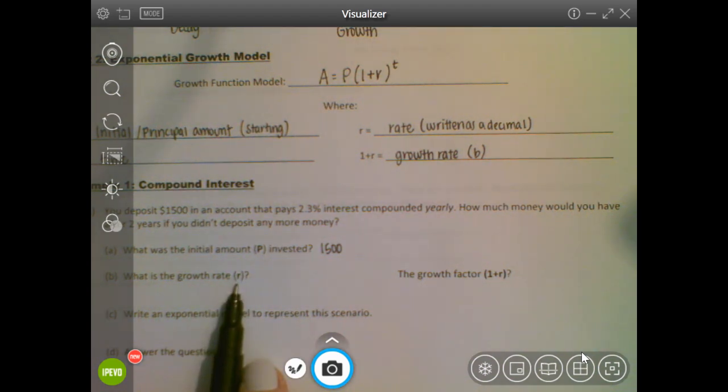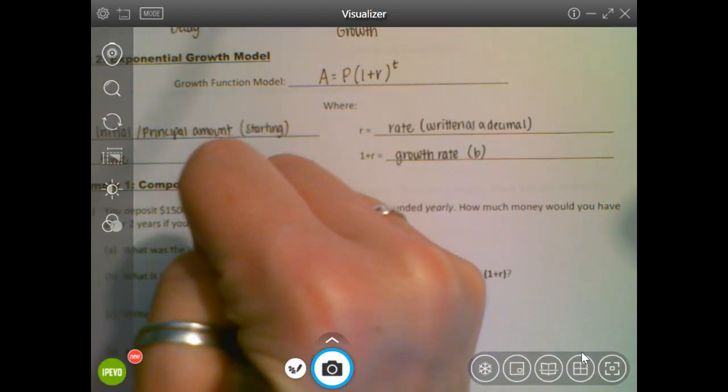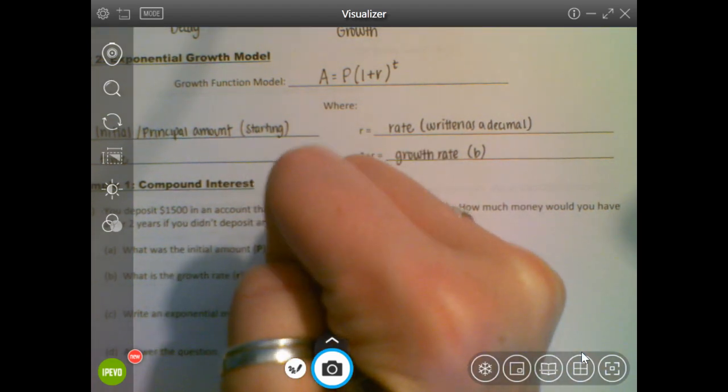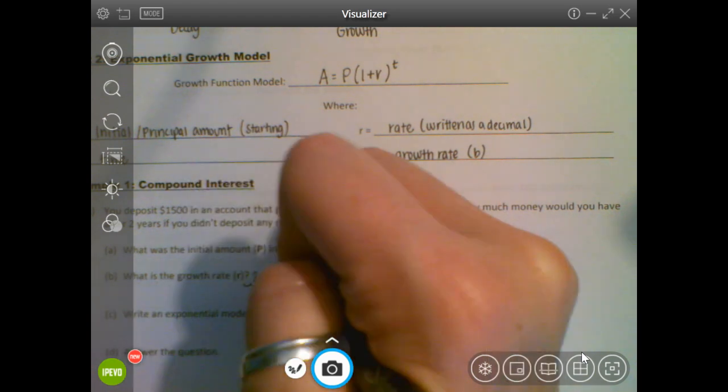What is the growth rate? Well, the growth rate is 2.3%, but written as a decimal. Remember that when we're writing percentages as decimals, we move the decimal place over to the left 2 places. So if I move it over 2 places, that would actually give me 0.023.